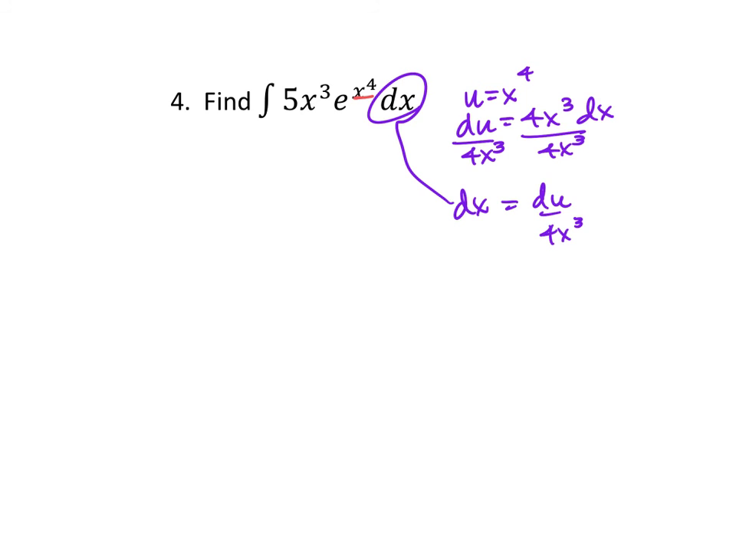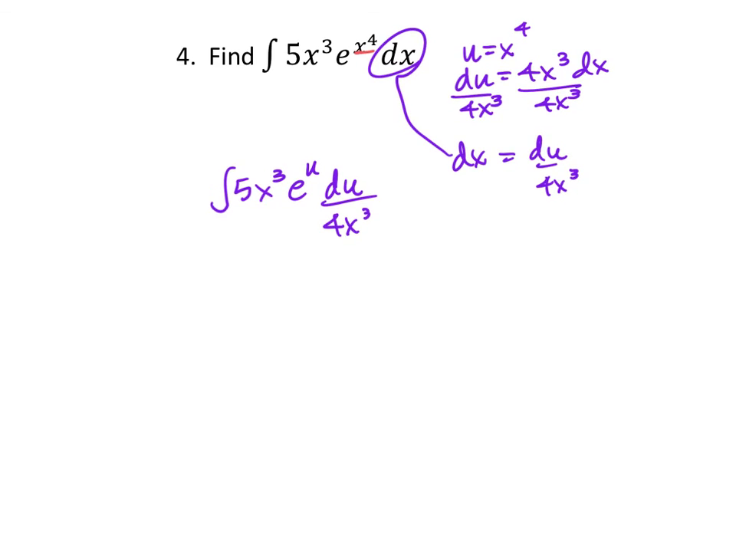So now when I'm substituting back in, I'm going to have the 5x cubed e. Our substitution, our expression for u is x to the 4th. My dx is du over 4x cubed. Now this is exactly what we want to have happen. Those x cubes go to 1, and we are left with 5/4 e to the u du. Now we can take the integration of this. If you recall, let's take a look there.